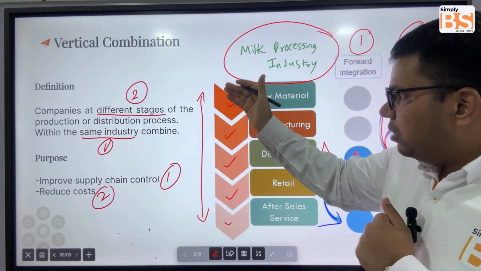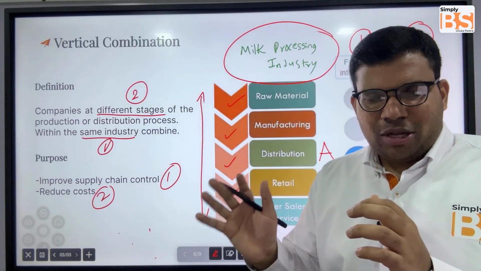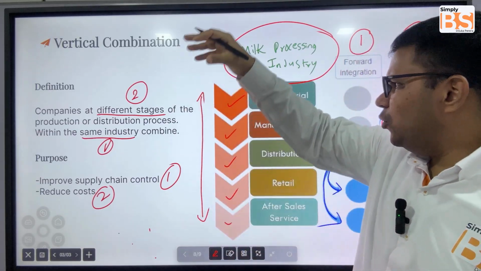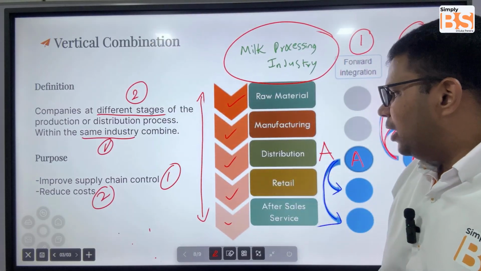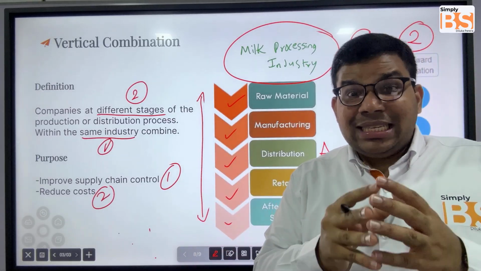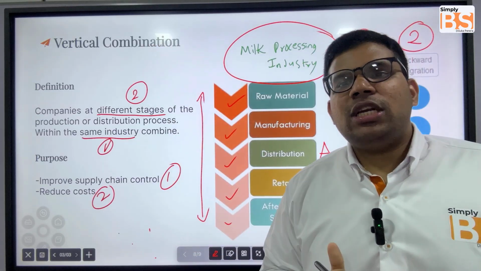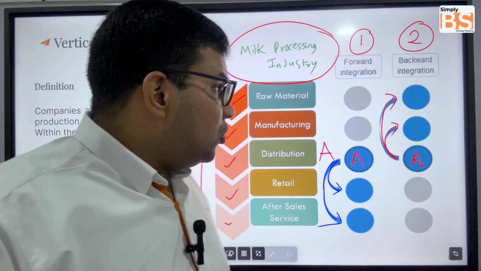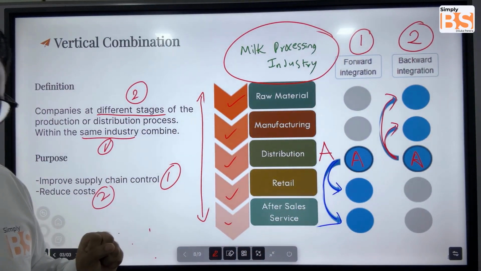But as a result of vertical combination, you can control the entire supply chain up to some extent, and you can reduce all these middlemen. Sometimes you own the raw material sourcing part, and you own the retail part. So in that case, that will reduce the existence of middlemen, and that will lead to a reduction in cost at the end of the day. So these are the main purposes of vertical combinations.